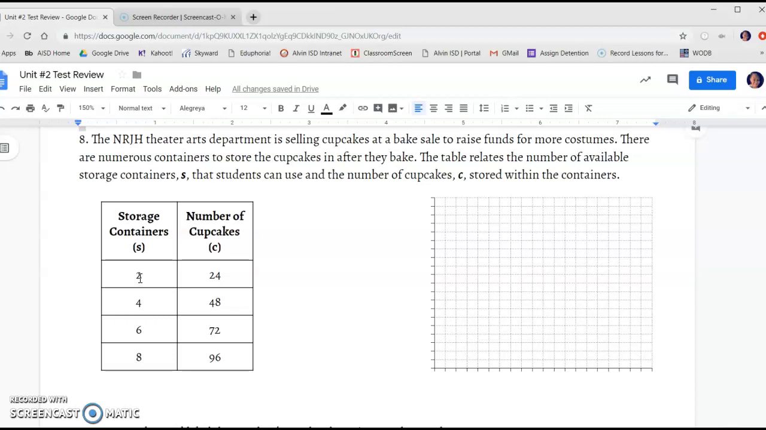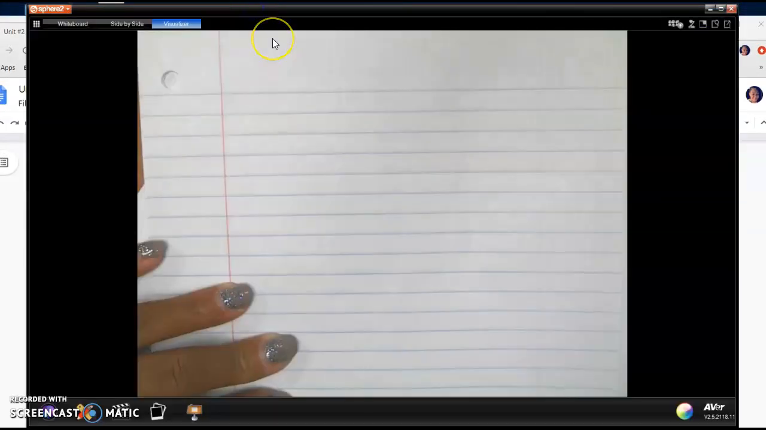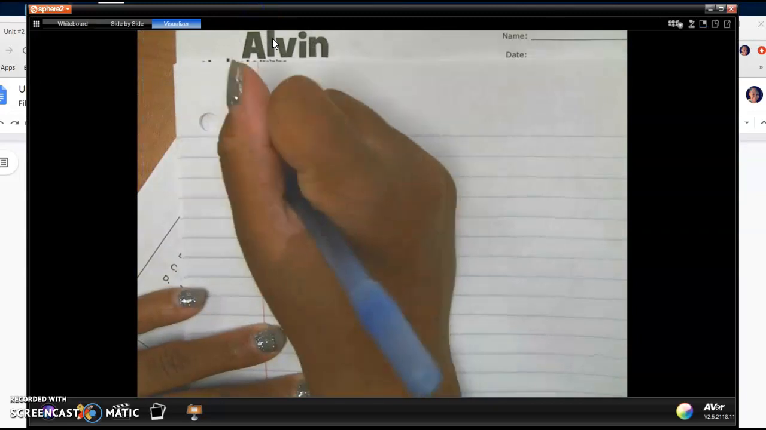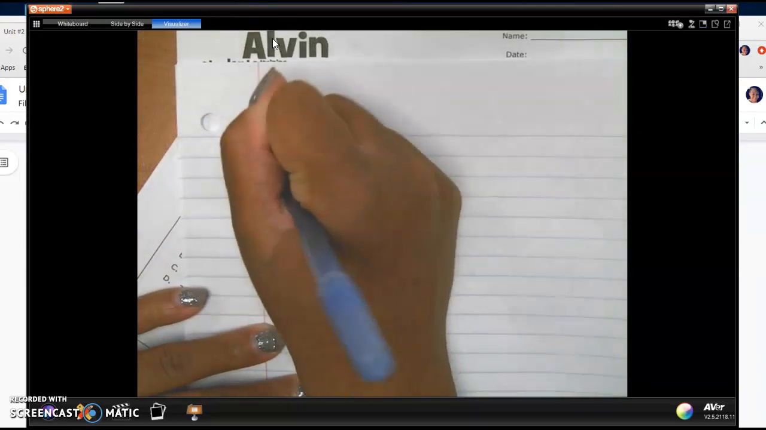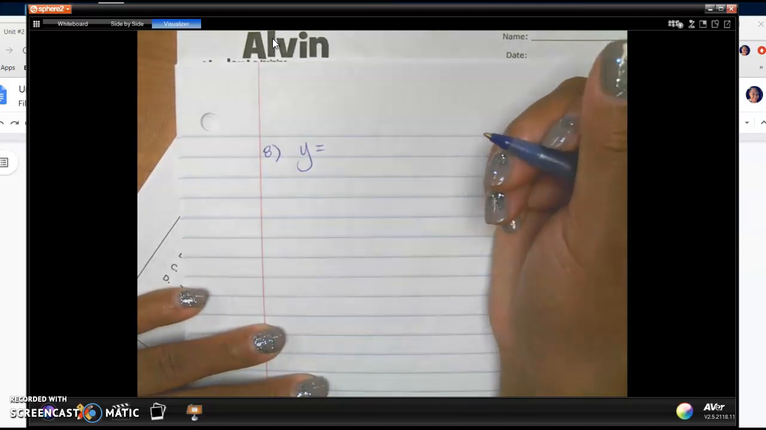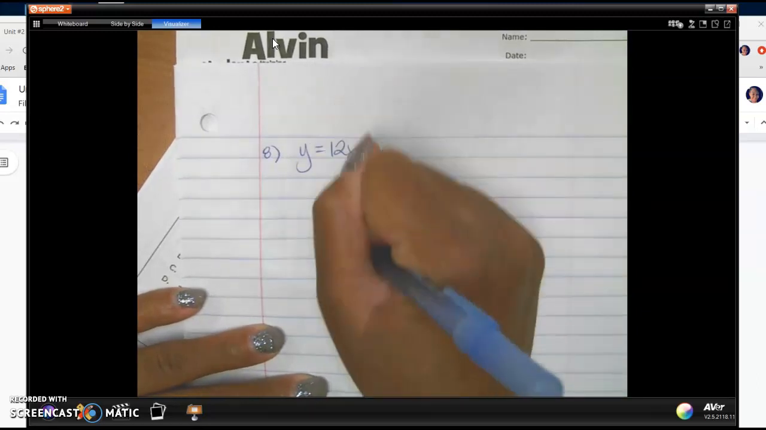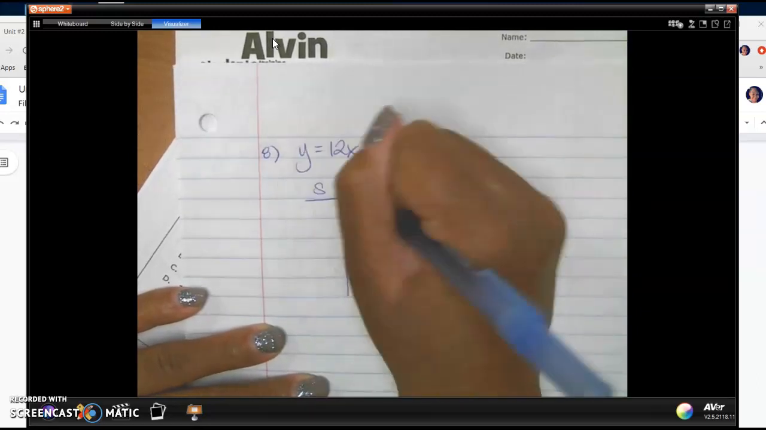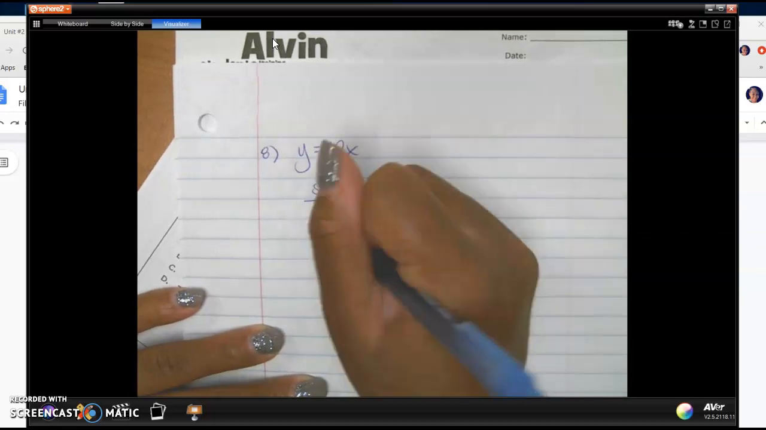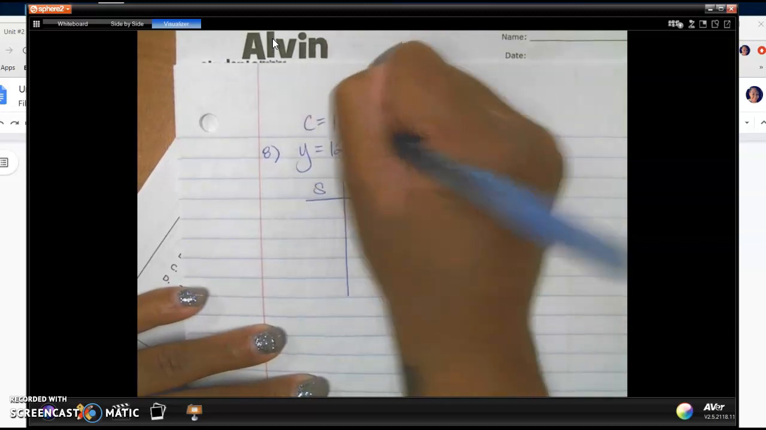What'd you do? Divided by 2. So, what is my equation? Are they adding anything after that? So what's my equation? Y equals? Y equals not x times 12, but just 12x. Okay, here's my table. Storage containers, cupcakes. Okay, it should be C equals 12s.